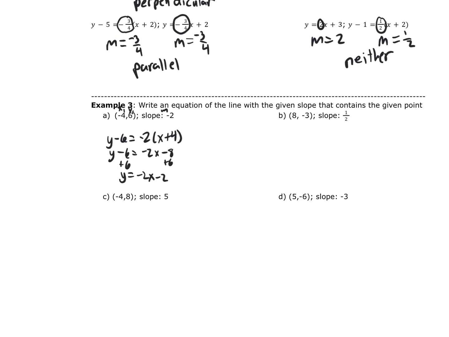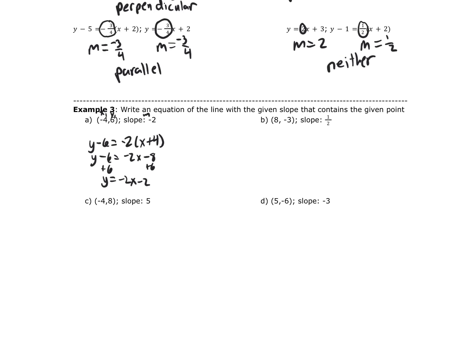Alright, 8 comma -3 with a slope of 1/2. So that's x1, that's y1, and this is m. So y minus -3, same thing as +3, equals 1/2, parentheses x minus 8. So distribute that 1/2. 1/2 of 8 is 4. Then we subtract 3 from both sides to get y equals 1/2 x minus 7.